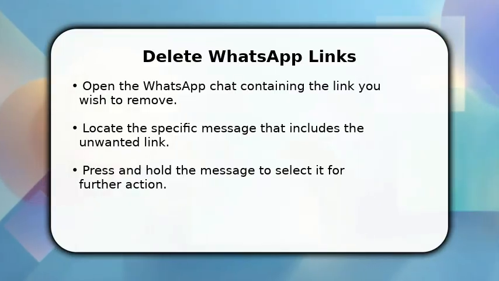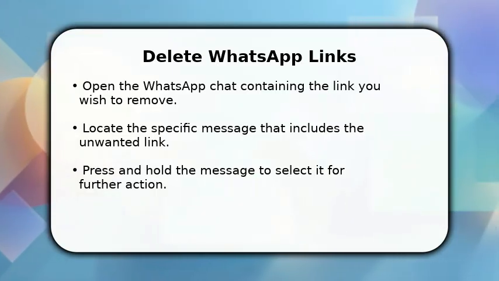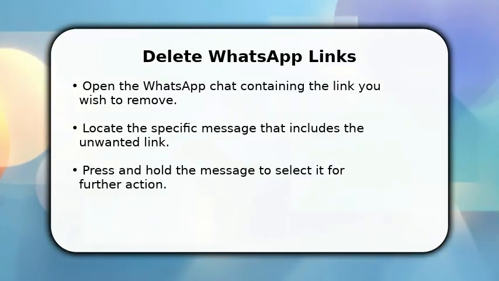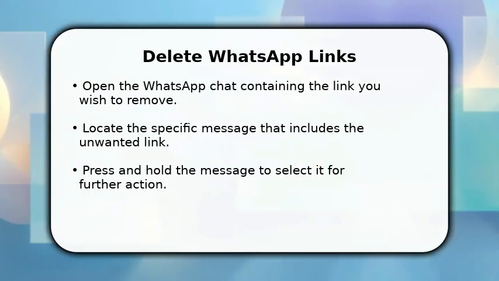In this video, I will show how to delete a link in WhatsApp. First, navigate to the specific chat where the link was sent. Once you've located the message containing the link you wish to remove, simply press and hold on that particular message.